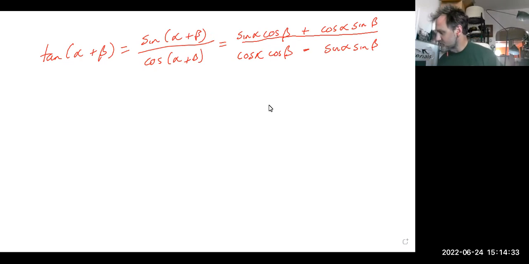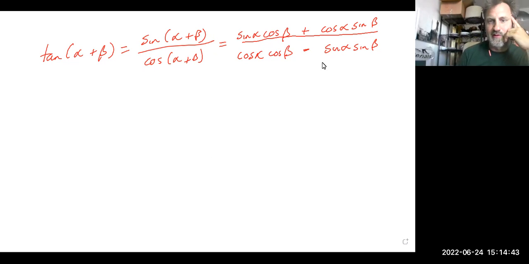Let me just double check to make sure I didn't write down anything incorrectly. That would be very sad. Yeah, looks good. Okay, great. So from here, this is quite messy. So I would probably want to do this in terms of tans, tan alpha and tan beta.